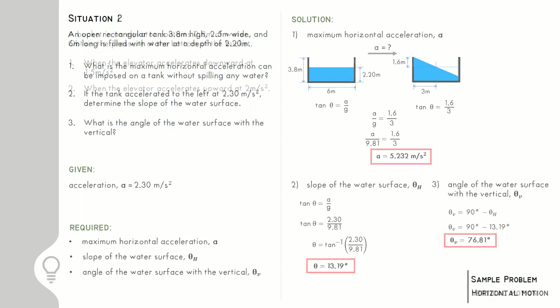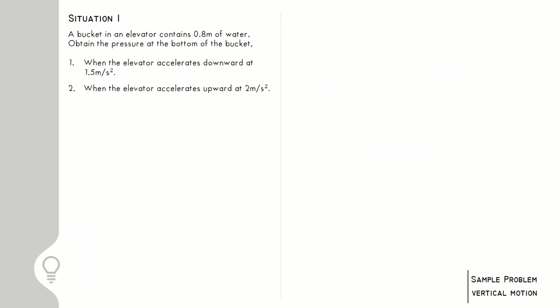So for vertical motion, we have the first situation. A bucket in an elevator contains 0.8 meters of water. Obtain the pressure at the bottom of the bucket when the elevator accelerates downward at 1.5 meters per second squared and when the elevator accelerates upward at 2 meters per second squared.